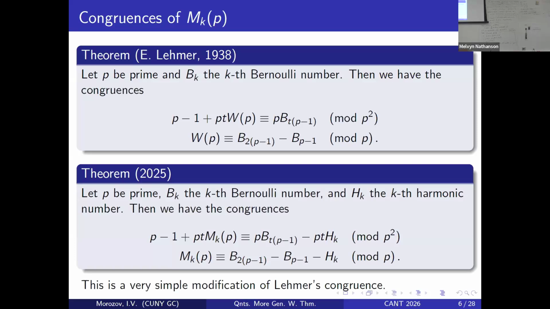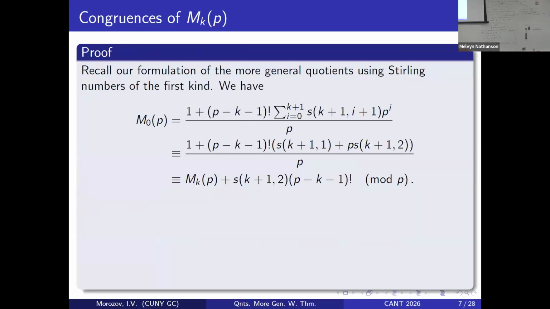And there actually is a very simple modification of Lehmer's congruence. We just subtract the kth harmonic number here, modulo p in the congruence. And I'll show a brief proof with elementary methods, like all of them are going to be for the rest of the talk.